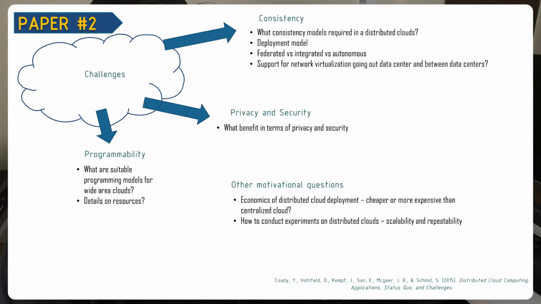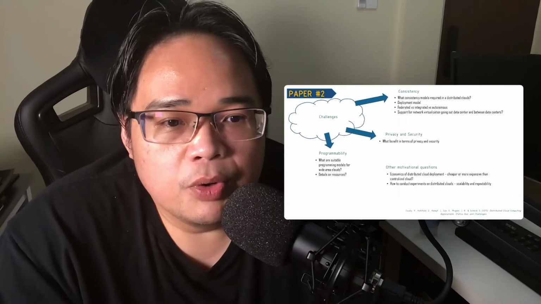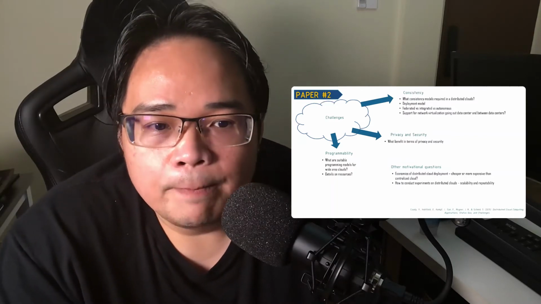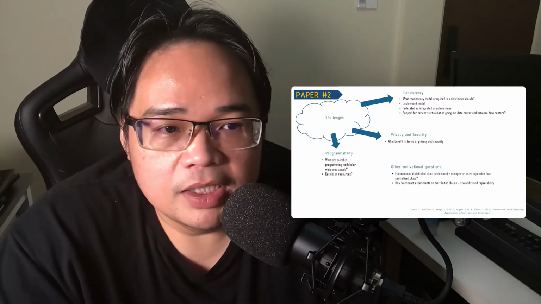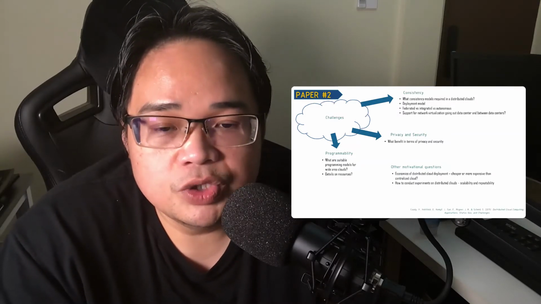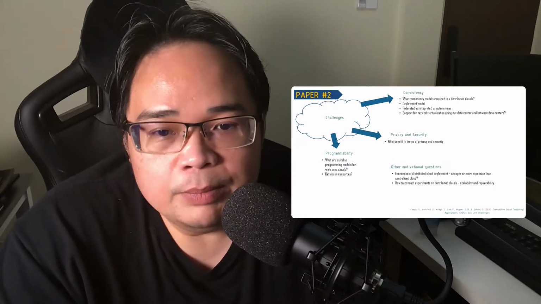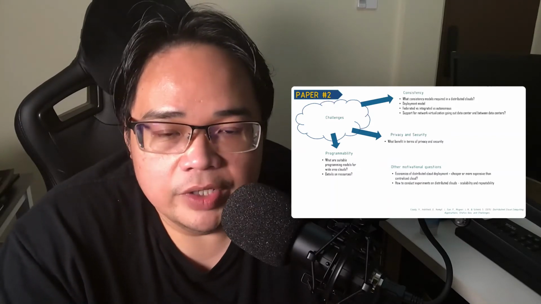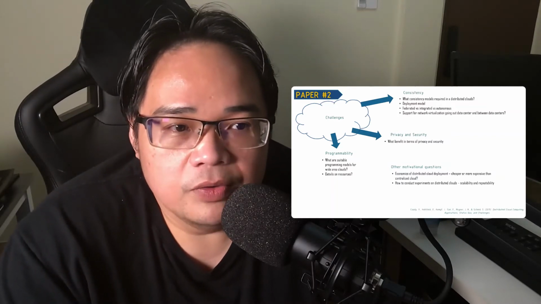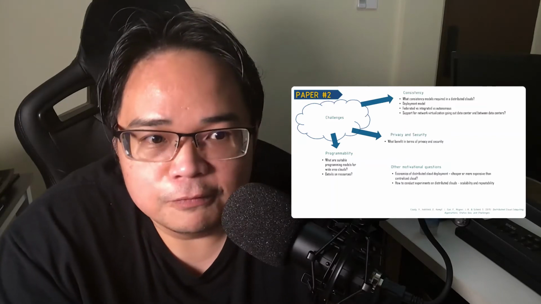challenges. The challenges in this paper are that they try to answer several motivational questions, such as programmability: what are suitable programming models for wide area clouds, details on resources; and consistency: what consistency models are required in distributed cloud; deployment model, federated versus integrated versus autonomous; and support for network virtualization going out of data center and between data centers themselves.